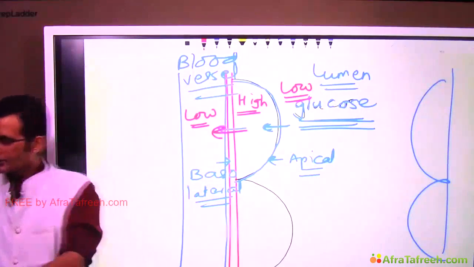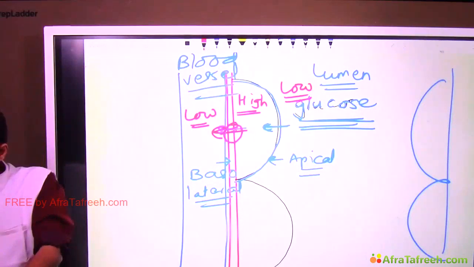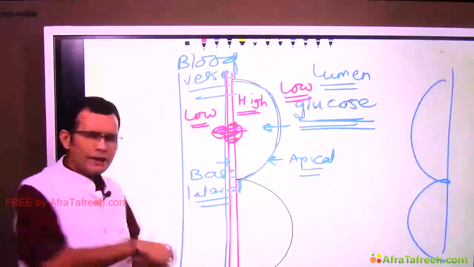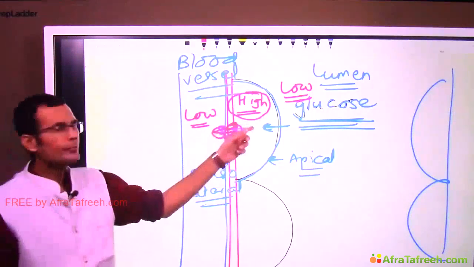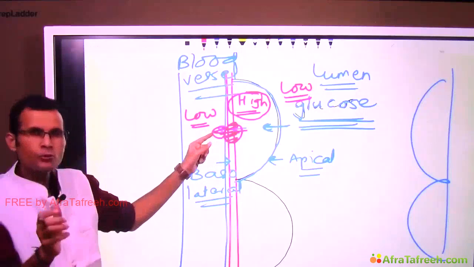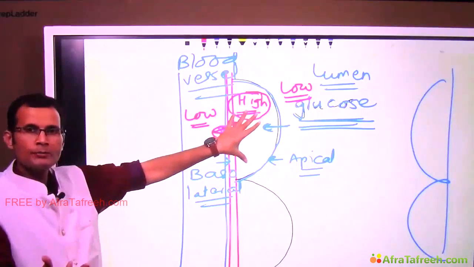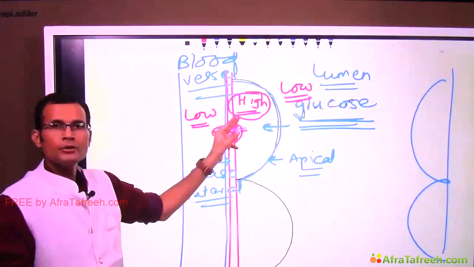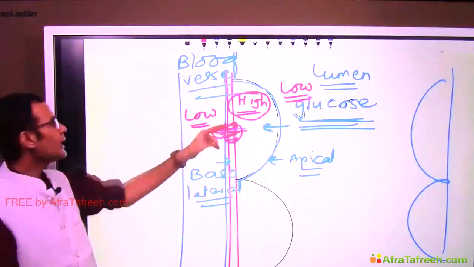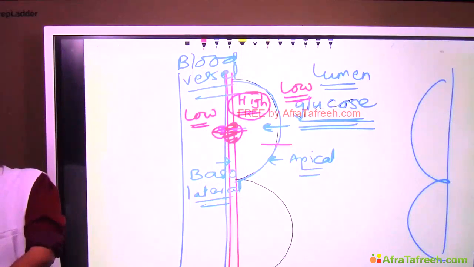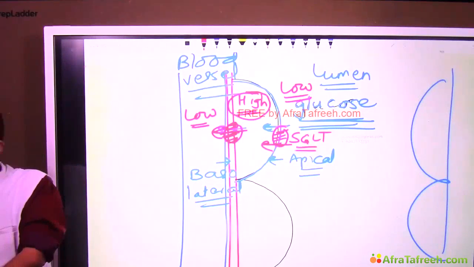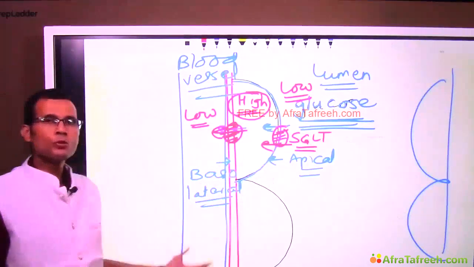The transport protein which is present on the basolateral membrane is relatively slower, and therefore the glucose goes on accumulating inside the cell. This transporter is a little slower, so the glucose concentration inside the cell becomes high. So it is low to high to enter the cell, and high to low to leave the cell and enter the blood vessel. When glucose is entering the cell, low to high, it uses SGLT, a secondary active transporter. The carrier is called SGLT, sodium glucose transporter.